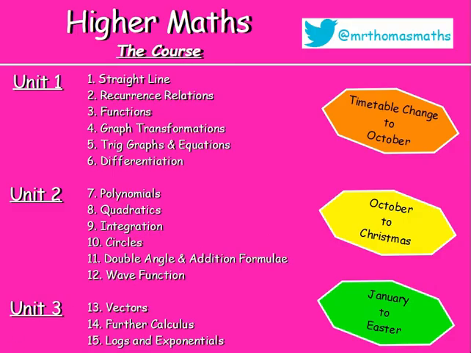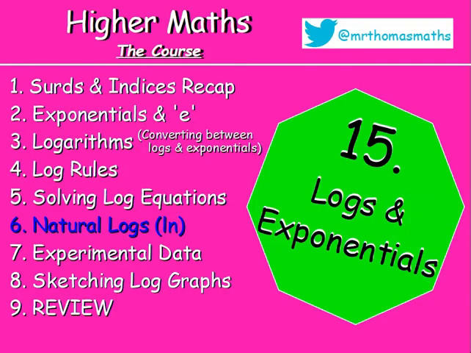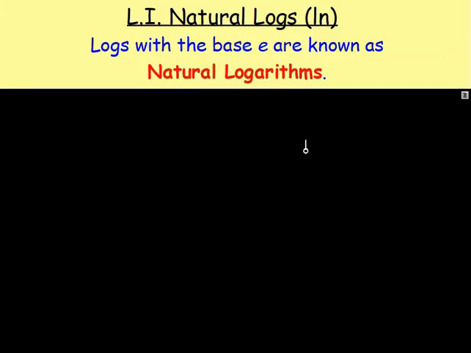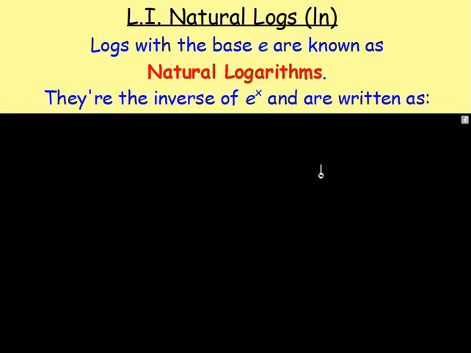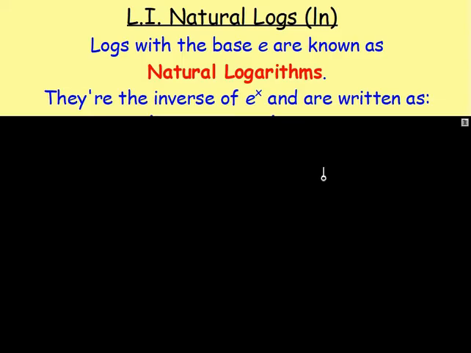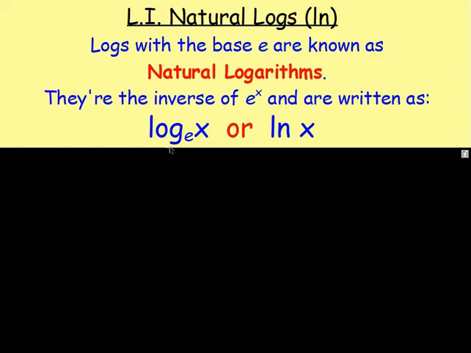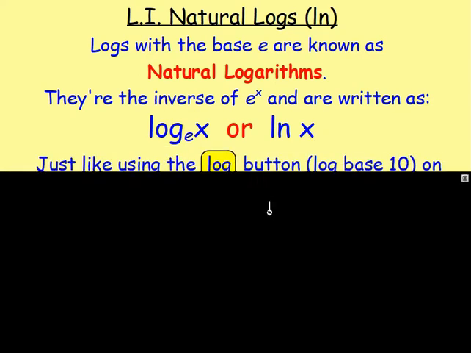Let's go with chapter 15, lesson number 6, natural logs. What are natural logs? Well, if you have a log with base e, these are known as natural logarithms. Really, they are the inverse of e to the power of x, and you can write them one of two ways. Either you can write down log base e of x, or you can write down ln x. Both of these are natural logarithms. It's the way you write them.